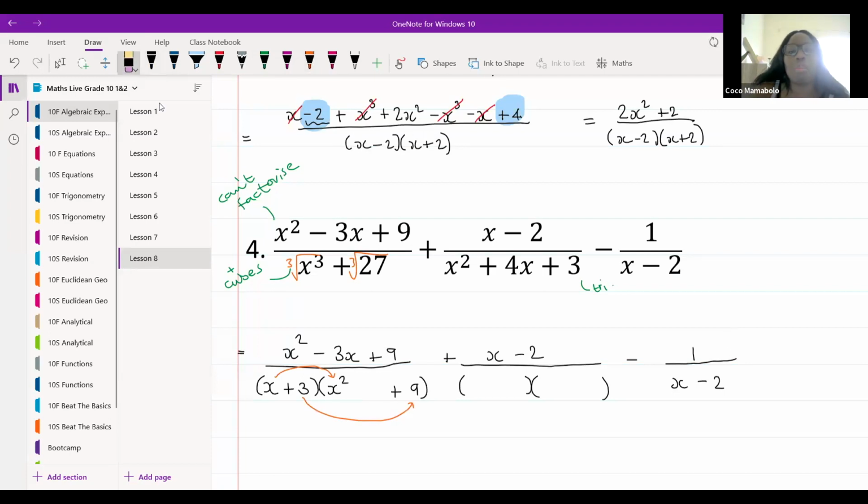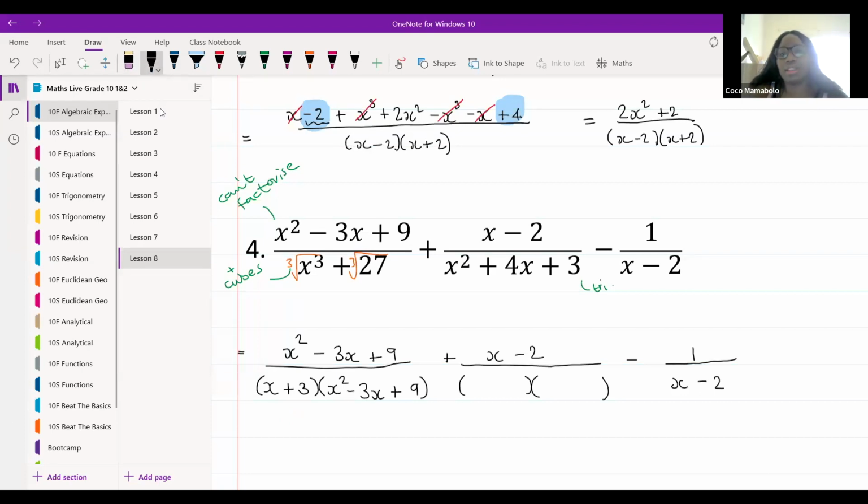And now for our middle term, we're going to get x times 3, which will give us 3x. And then instead of putting it in the bracket with the positive sign, we're going to give it a negative sign and put it in the bracket, minus 3x. All right, and that's what we get there.